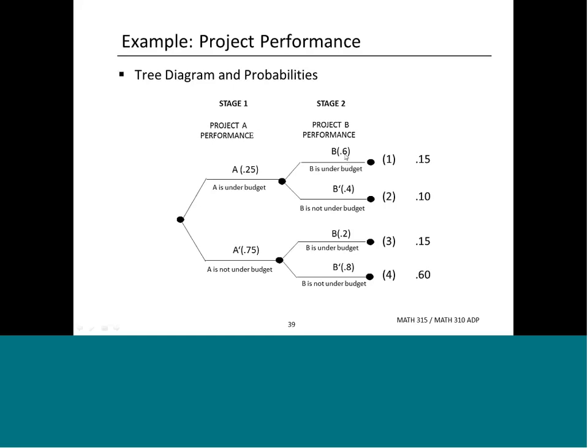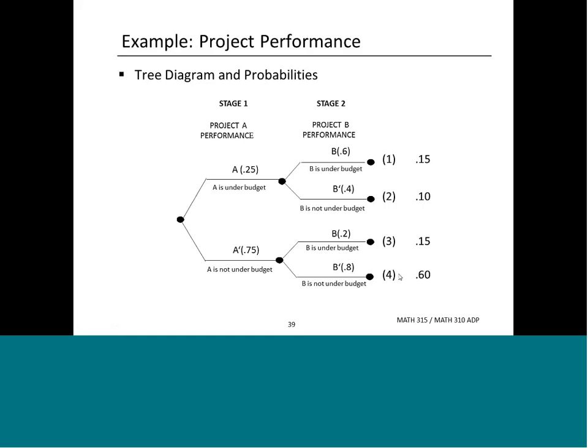Well, the way I got to that is a quarter of 60% is 15%. So I multiplied the 0.25 times the 0.6, probability of A occurring, 25%, times the probability of B occurring given that A occurred, got me to this 15%. Okay? Same exact process here. The probability of B not occurring times the probability that A did occur gets me to outcome 2. Everybody clear on that?